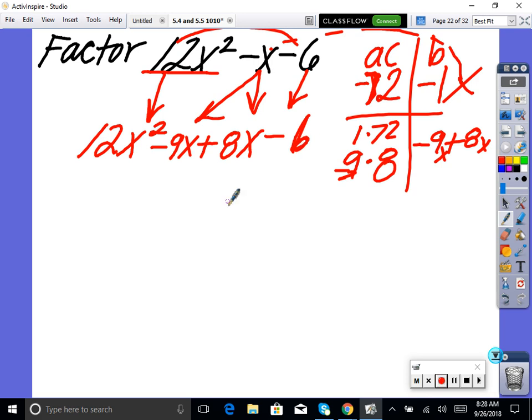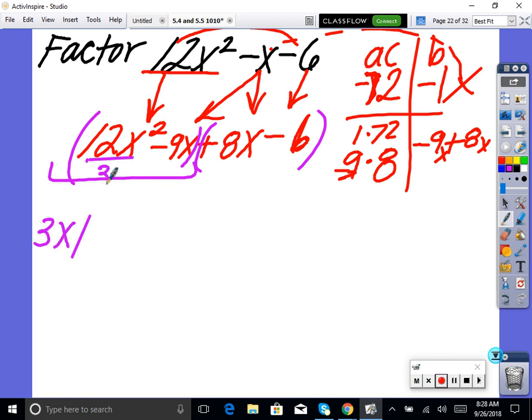And then we'll factor by grouping. Greatest thing in common here is a 3x. Divide by 3x, divide by 3x. So then left is 4x minus 3.